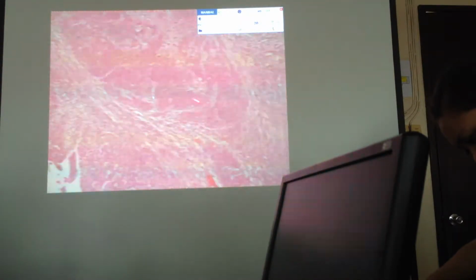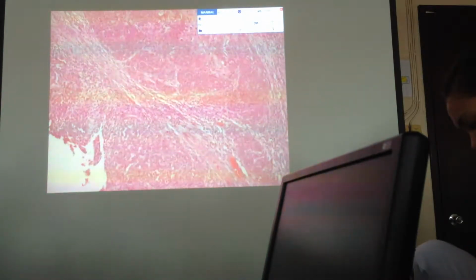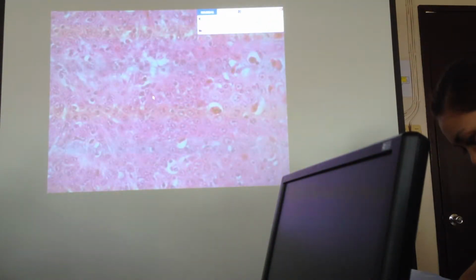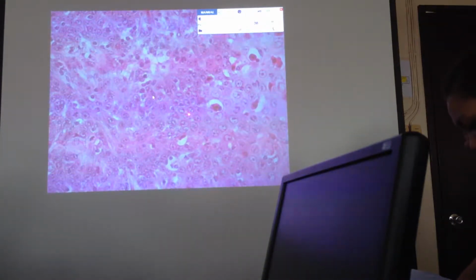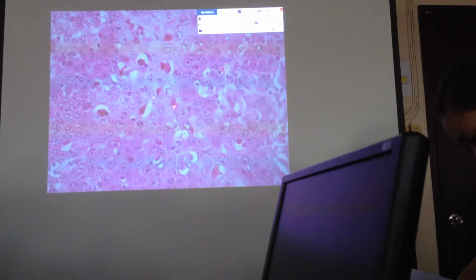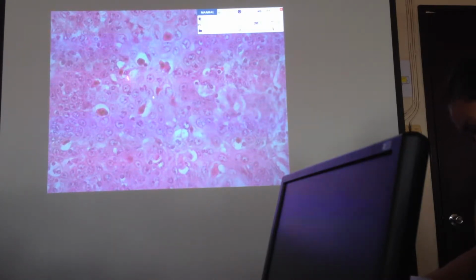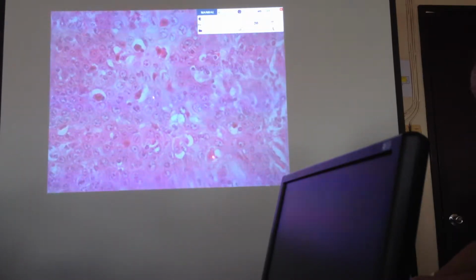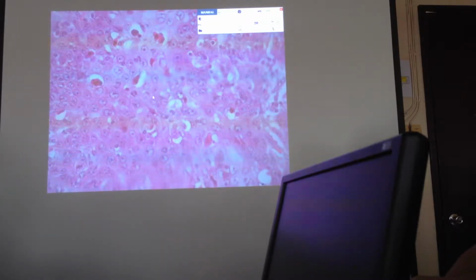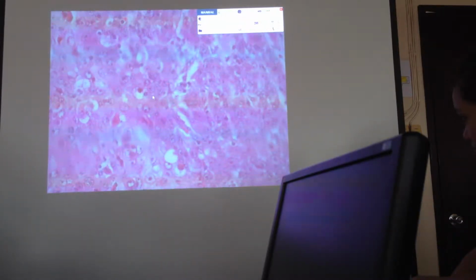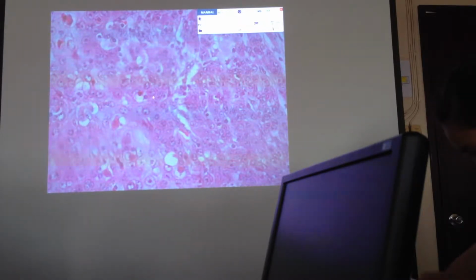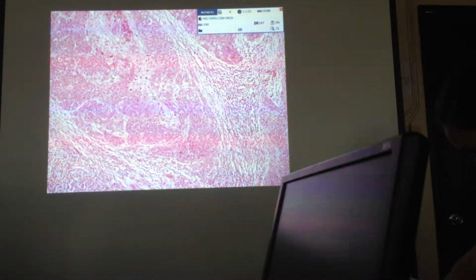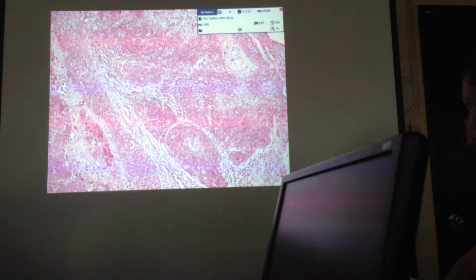So you can see here the nests, the atypical cells. Prominence of the nucleoli. You have individual cell organization. You have the pink cytoplasm, or what they would call eosinophilic cytoplasm.